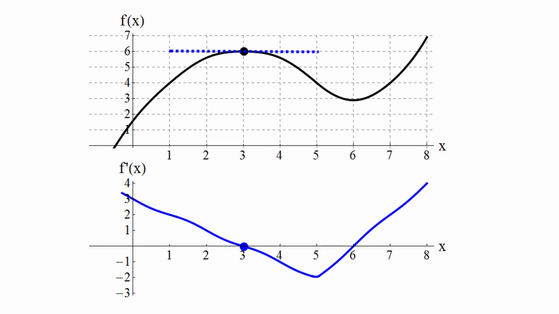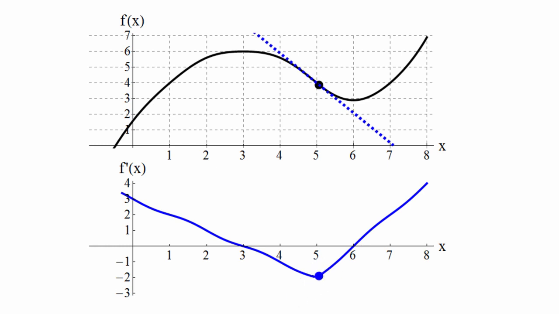What happens after this? Well, we start going downhill on the graph of f. F is starting to decrease here, and that means our tangent lines will have negative slope. And f prime is now in negative territory. We hit the tangent line with the most negative slope right around here. So you can see down below, this is where f prime is bottoming out.